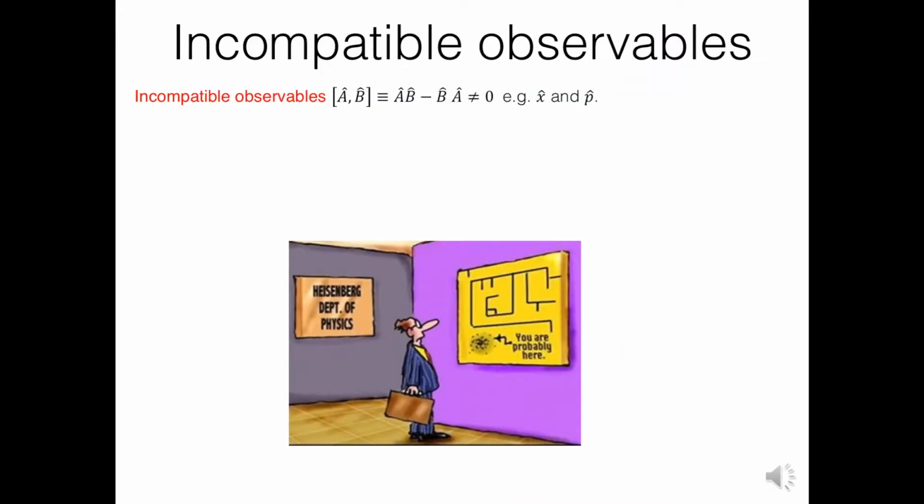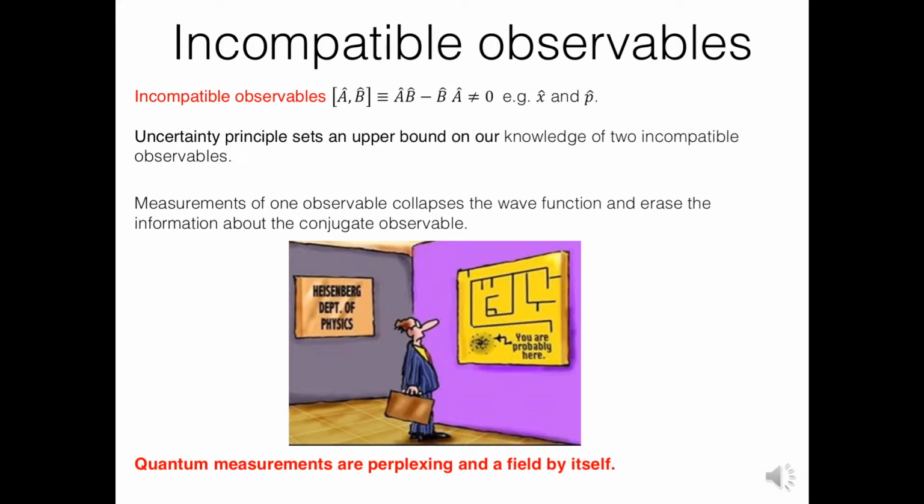You might have heard quantum mechanics is counterintuitive. Well, quantum measurement is not the exception. Just to put an example, let's consider incompatible observables. So incompatible observables are those for which the order matters. Measuring A and then B is different from measuring B and then A. A typical example is position and momentum, for which the uncertainty principle tells us that we cannot have a perfect knowledge of both of them simultaneously. Measuring one of them is going to collapse the wave function and erase the information about the conjugate variable.